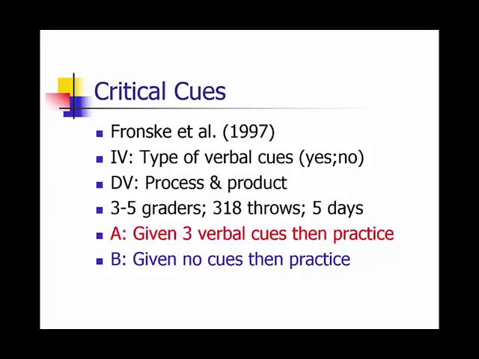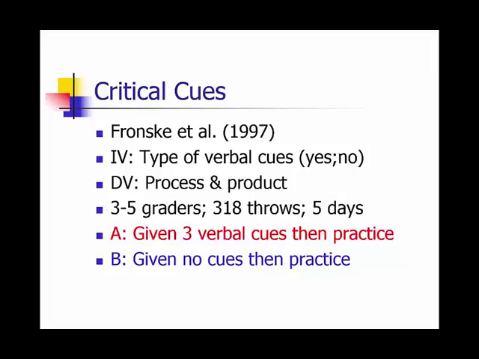The verbal cues emphasized to the groups that received verbal cues were take a big step towards the target with your opposite foot of your throwing arm, take your arm straight down, then stretch all the way back, and release the ball when you see your fingers. A control group received an equal number of throws but no verbal cues. The researchers concluded that the group receiving the verbal cues showed significant improvement in both process, arm action, foot action, and product, distance variables.